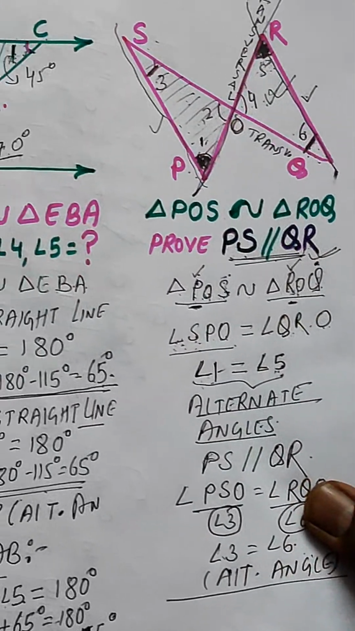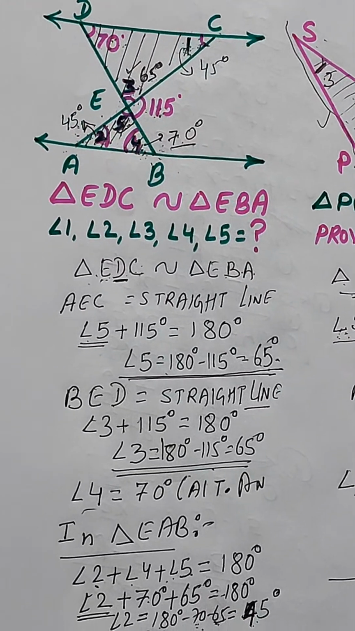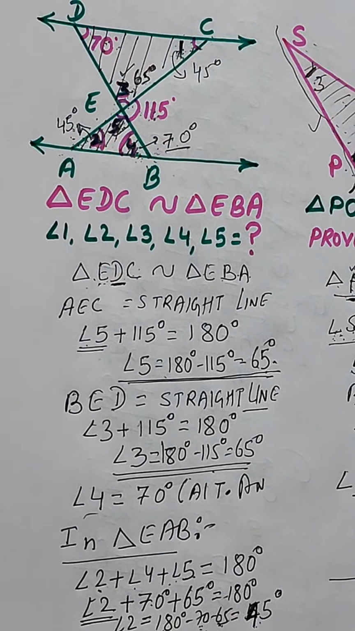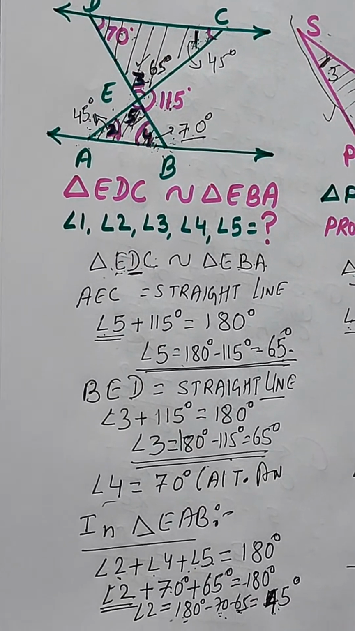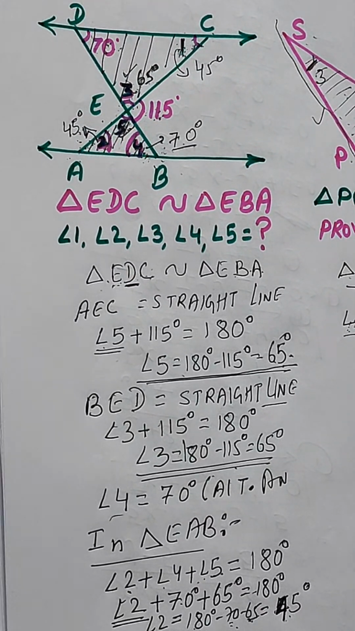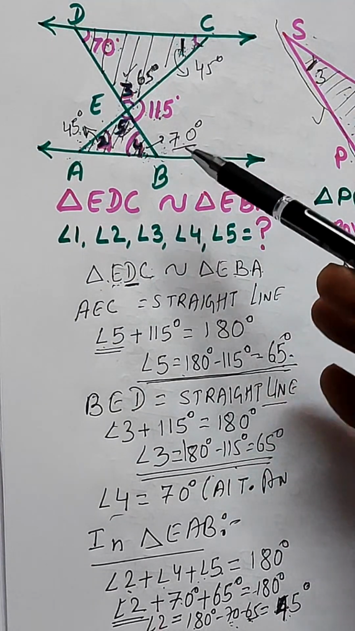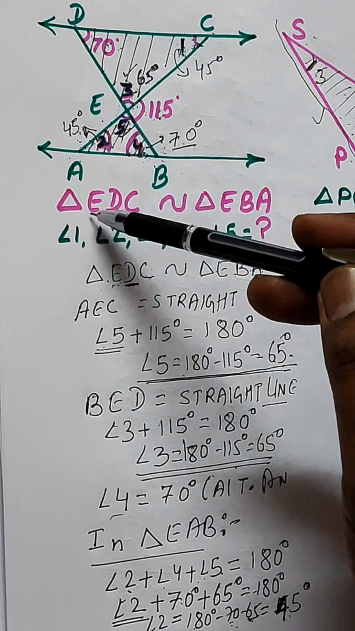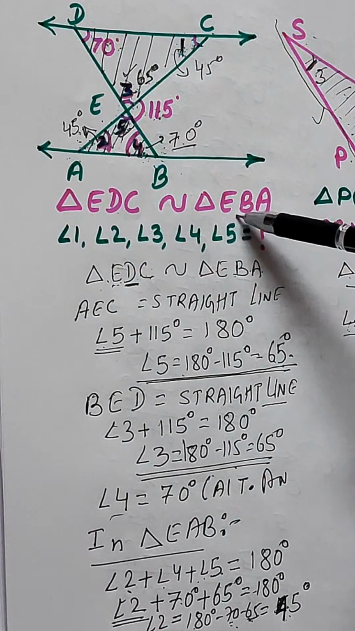Now coming to the first part. Okay, coming to the first part. Yeah, this is the first part. Let me show you. Yeah, perfect. So here these two triangles are given, and triangle EDC is similar to triangle EBA.